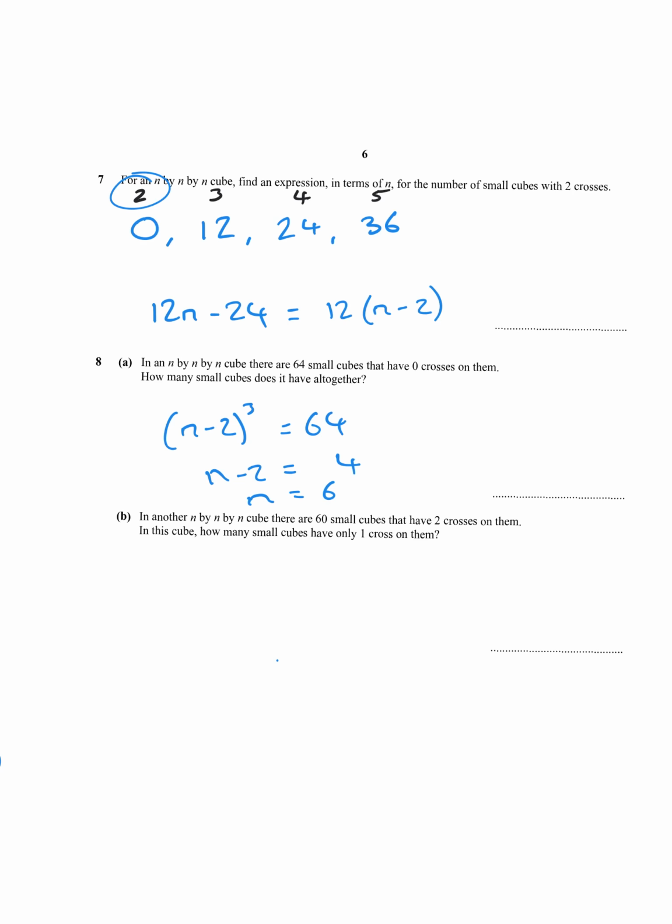How many small cubes does it have altogether? Now if n is the side length 6, we need to do 6 cubed to find out how many small cubes it has altogether, which comes out as 216. In another n by n cube, there are 60 small cubes with 2 crosses. Okay. How many small cubes have only 1 cross on them? Okay, so quite a convoluted question, but let's go back again.